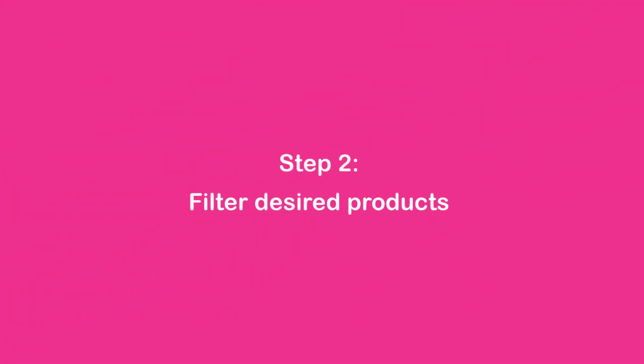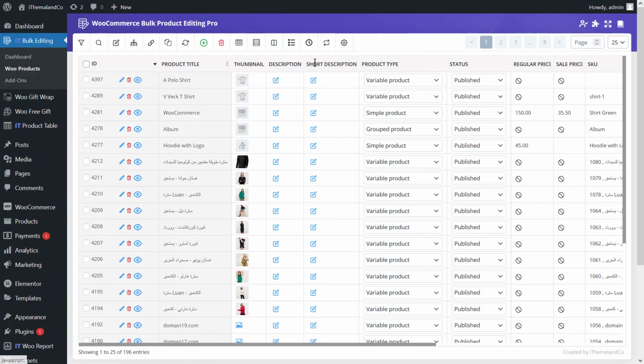Step 2. Filter desired products. The first tool that is helpful when you need to export some specific products is Filter. In this plugin, the Filter tool is designed as a form. All WooCommerce fields are supported in this form, and you also have access to the product custom meta field as well.